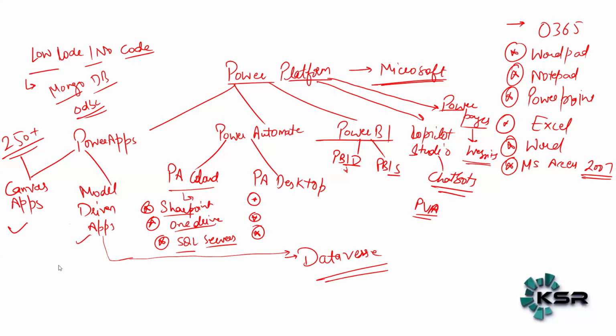Similarly, you can connect your Power BI report with 250 plus data sources, and in Power Automate also you can get data from anywhere, and in Power Pages the same thing applies. So this is how things work in Power Automate.